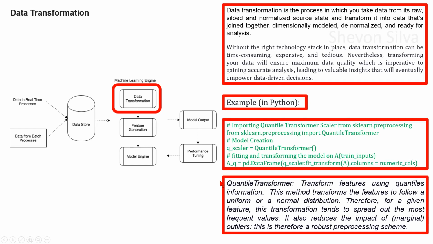As an example, we can consider this code segment. This code is in Python. Here, importing QuantileTransformer scaler from sklearn preprocessing. In this code for the model creation, and this is fitting and transforming the model on X_train inputs.